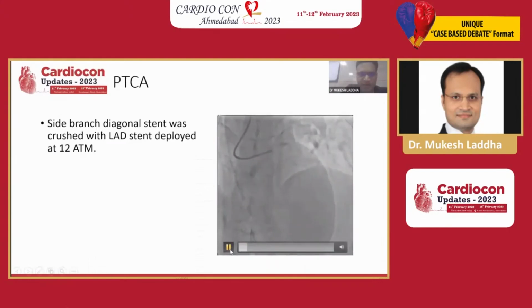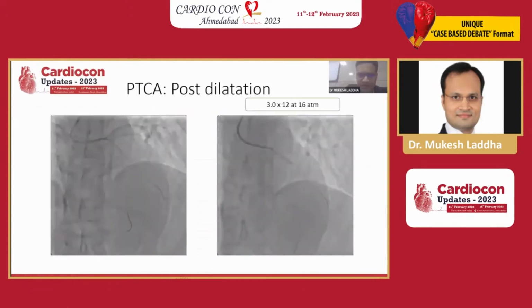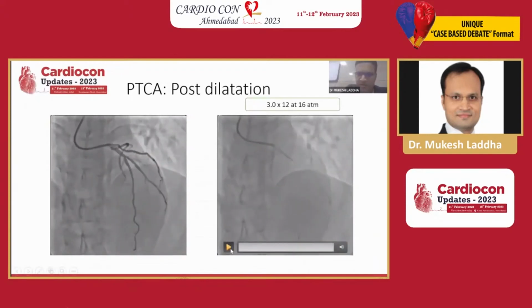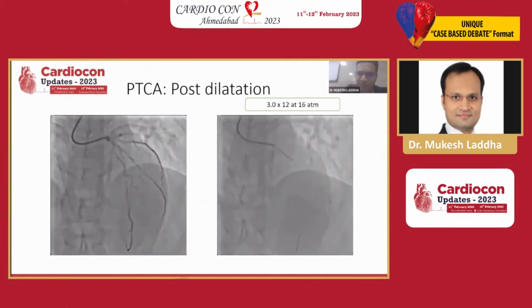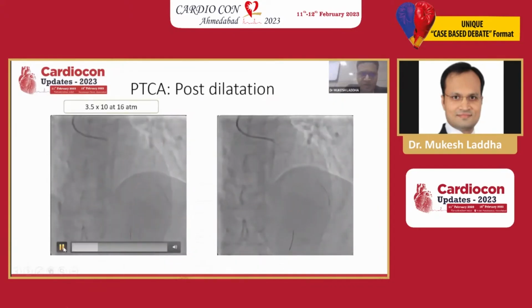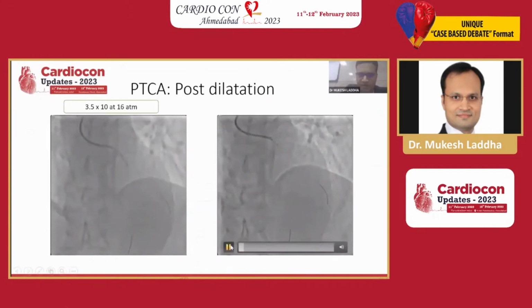Now coming to the LAD part, the diagonal stent was crushed with the LAD stent, which was 3.5 into 18 and was deployed at 12 atmosphere. So this was the result after deployment of both the stents, and you can see some residual stenosis in the diagonal part. So it was first post-dilated with a bigger balloon; even though the stent size was 2.75, I took a 3 balloon and post-dilated well. And the LAD was also post-dilated with a 3.5 into 10 balloon, and this is after post-dilatation of both the vessels.